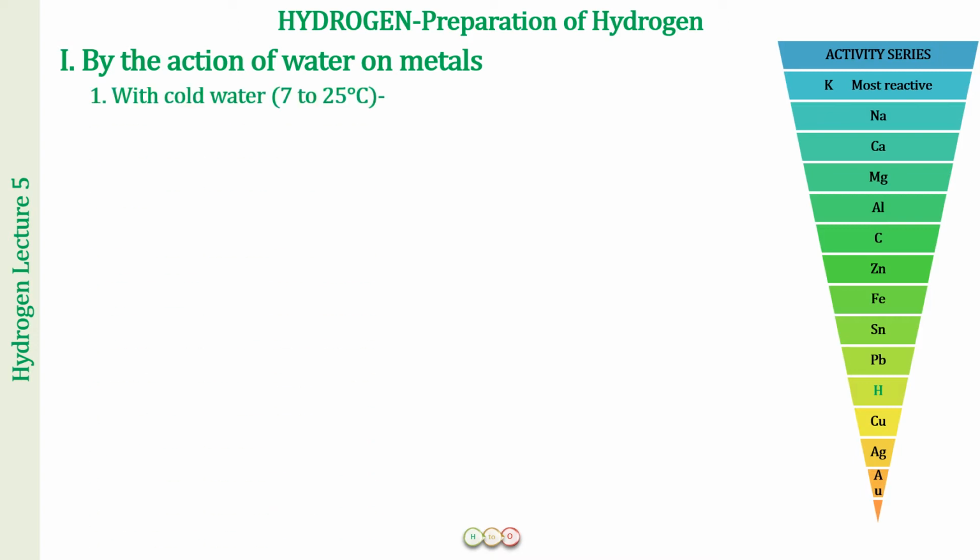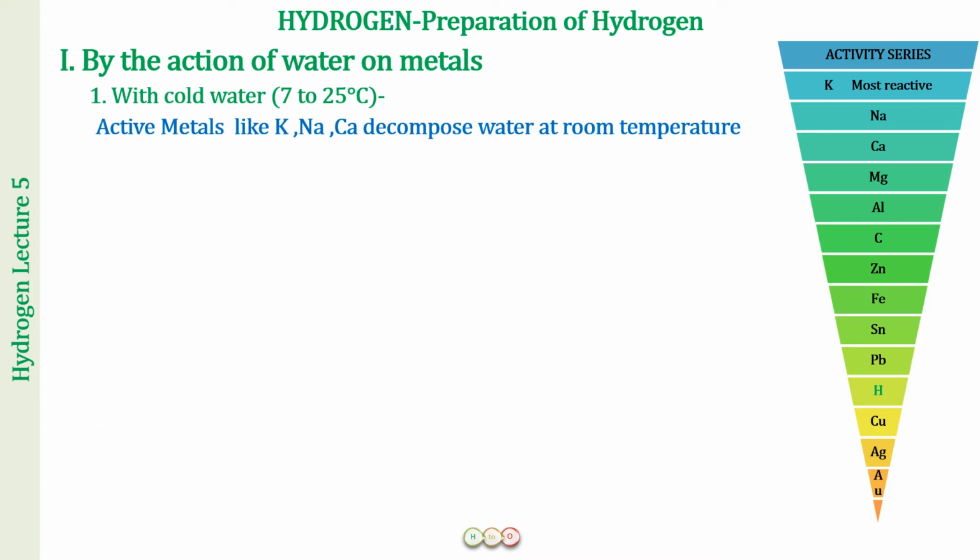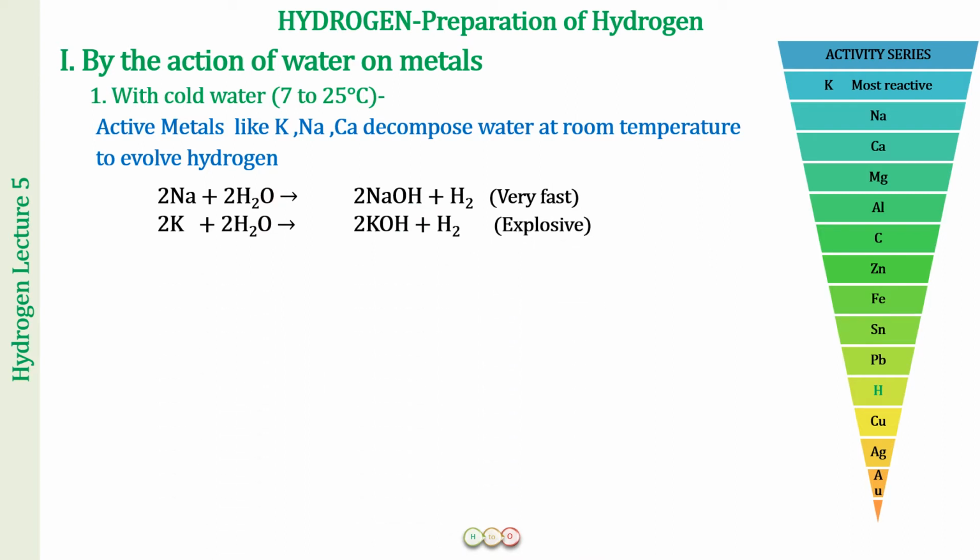So first we have the reaction of the metals with cold water, and when I'm saying cold water, it is a temperature of 7 to 25 degrees Celsius. Here we see that the active metals like potassium, sodium, calcium decompose water at room temperature to evolve hydrogen. For example, the reaction between sodium and water produces NaOH and hydrogen. Similarly, the reaction between potassium and water produces KOH and hydrogen.